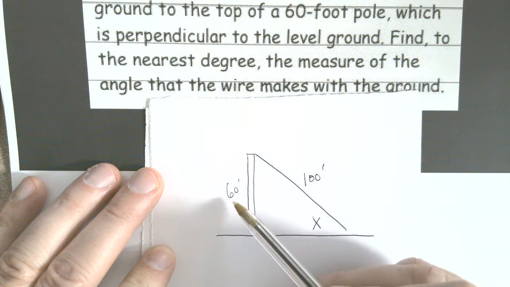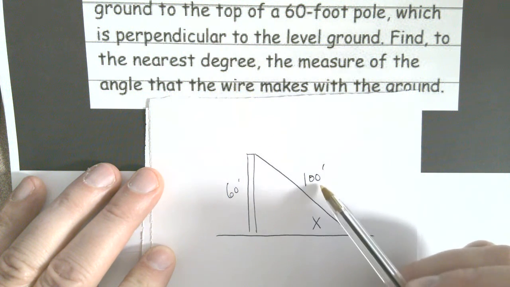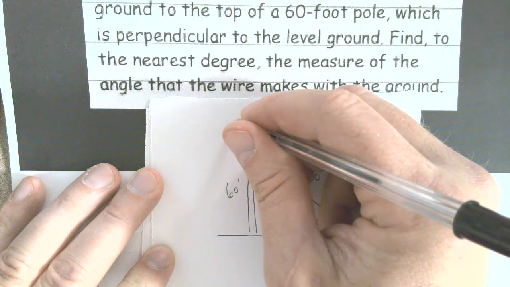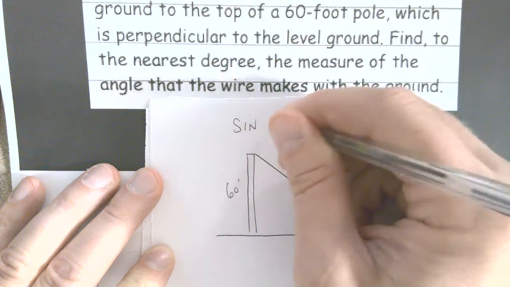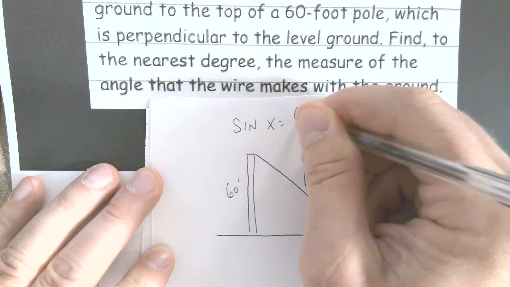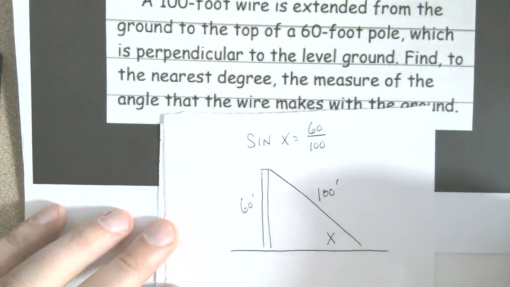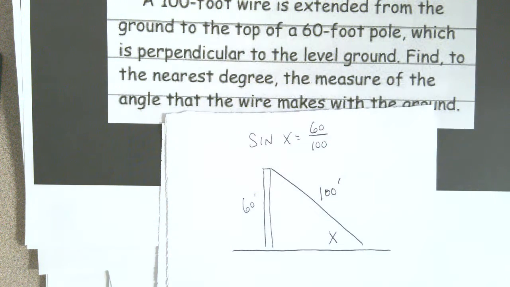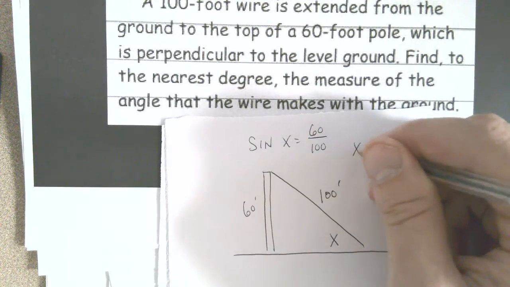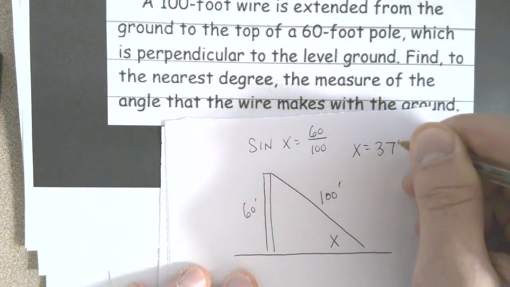So based on the information we're given, the opposite and the hypotenuse, we're going to do sine of x equals 60 over 100. And then when we type that into our calculator, again, we want to go to the nearest degree. You're going to do the inverse sine of 60 divided by 100. And to the nearest degree, x is going to be 37 degrees.